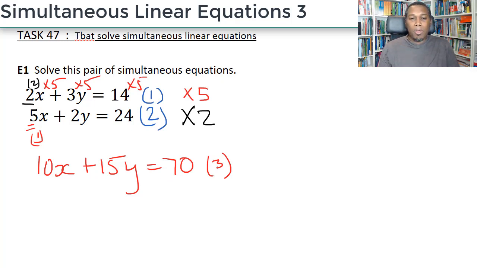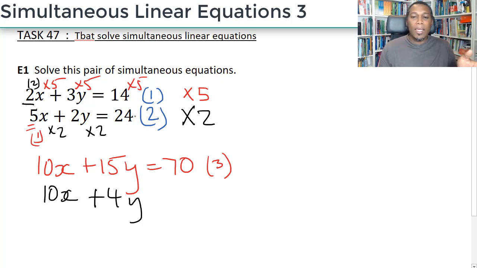Similarly, now I multiply equation 2 throughout by 2. So 5x by 2, double 5x, you get 10x. Now I have the same number of x's. That's what we wanted. We can now eliminate x. We are in the game. And then I multiply 2y by 2. That will give me plus 4y. And then the 24 gets multiplied by 2, so double 24 will give me 48. We'll call it equation 4. That's what we wanted.